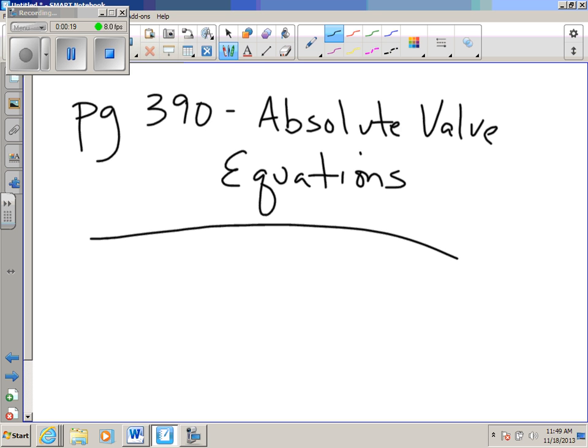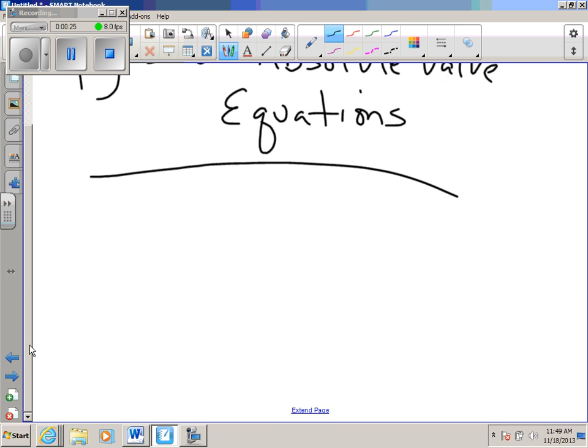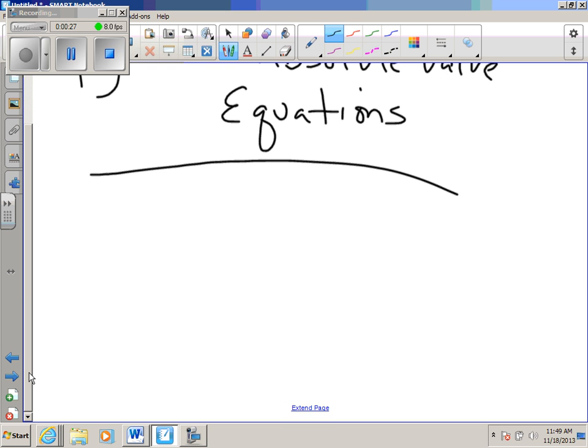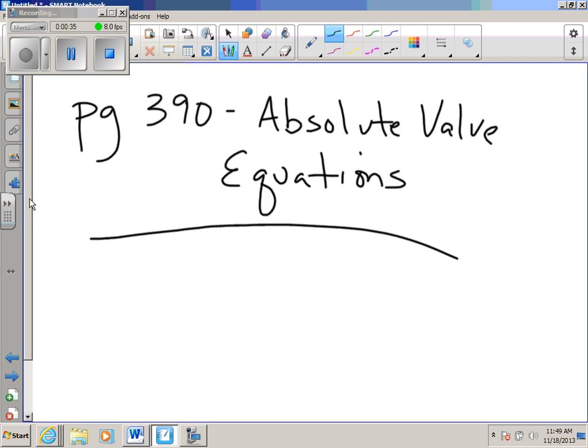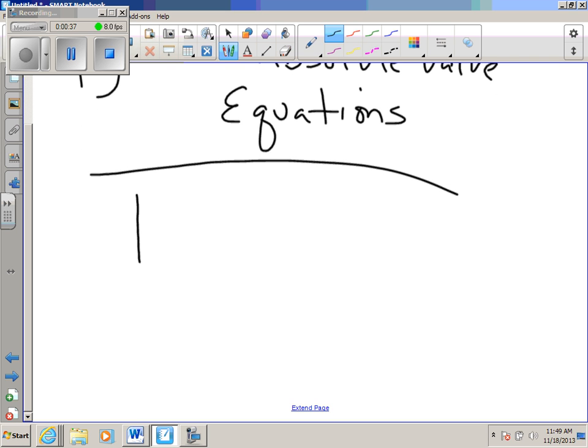Okay, page 390, solve absolute value equations. If we're going to solve absolute value equations, then we need to refresh our memories as to what absolute value is. So the absolute value is written like that, where you have two vertical bars on either side of your integer.